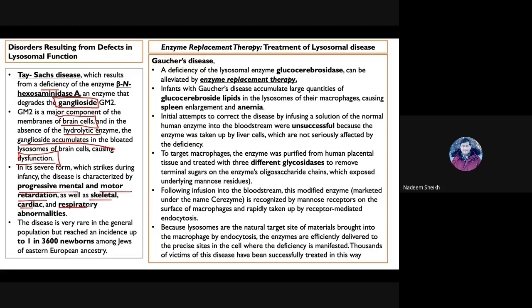And for Tay-Sachs disease, the ratio is 1 out of every 3,600 newborns, as reported in Europe, and this study was done on Jews.